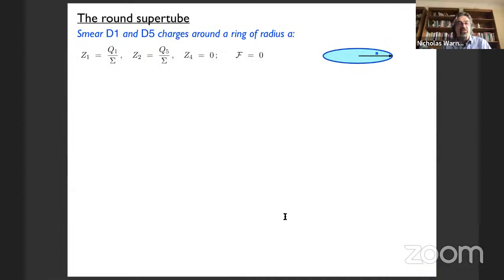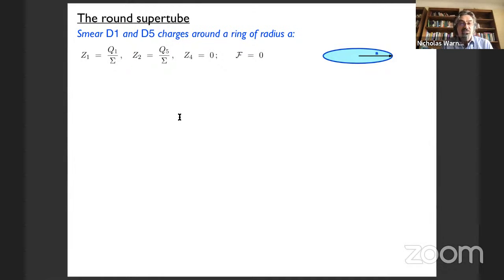Okay, so we'll start with the round supertube. First step there is to take the original singular source. I'm going to work asymptotically AdS. I'm not going to mess with the asymptotically flat. So we take the previous thing and replace the 1 over rho squared by 1 over sigma. And so now we've got a charge source that's smeared around the edge of the disk. Similarly with the D5 charge, and we're not going to put any other charges on this.